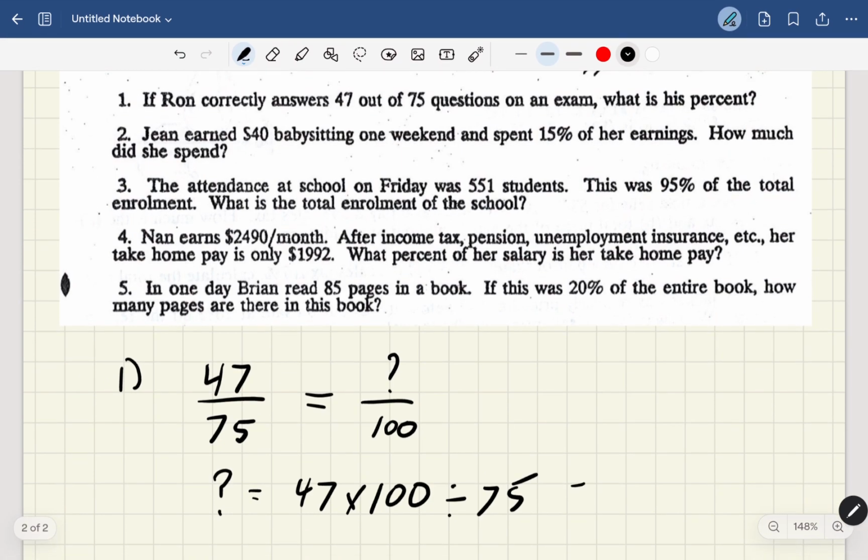So I write 62.7%. Okay, that's the first one. Pause the video if you want to write it down. Let's do the next one. Let's erase this part and do the next one.